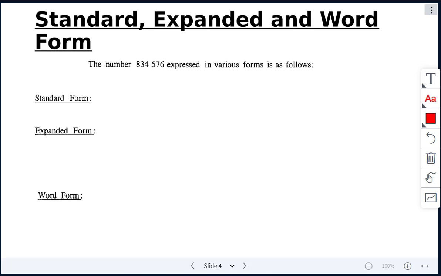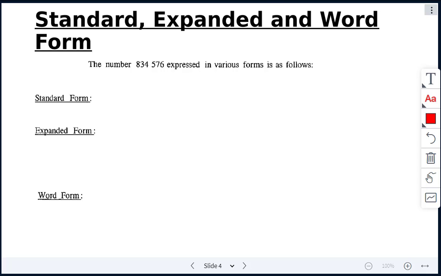So let's take a look at our first example. So here we have this number, 834,576, and we want to put it into these forms. We want to put it into the standard form, we want to put it into the expanded form, and then we want to put it into the word form.